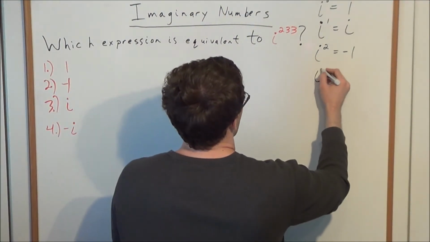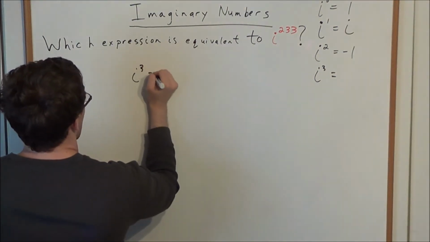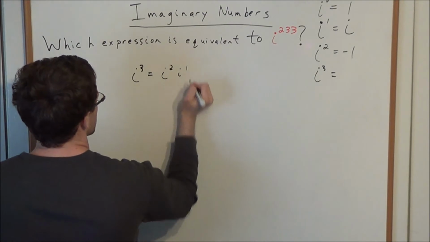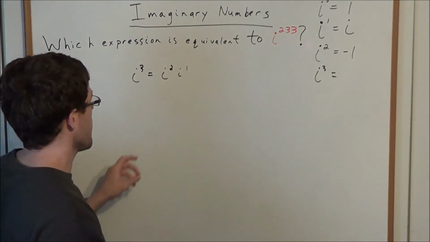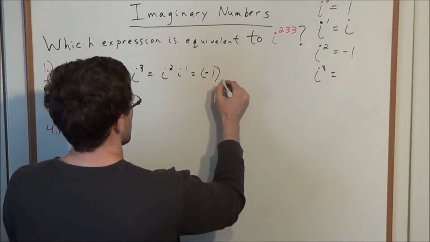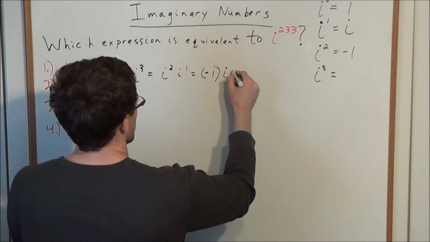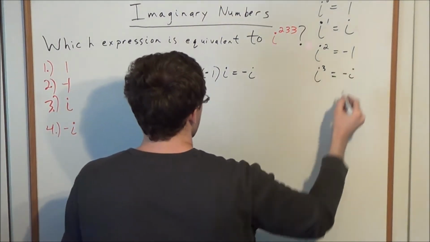And now to look at i to the third power, what we really need to consider is i to the third equals i squared times i to the first. Right? The law of exponents tells us that we just add those exponents together. So when we evaluate this, we have i squared is equal to -1, and i to the first is equal to i. So i to the third is really just equal to -i.